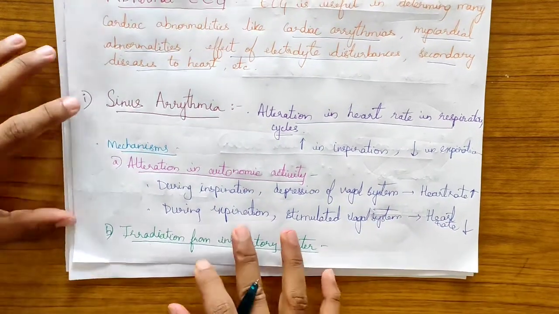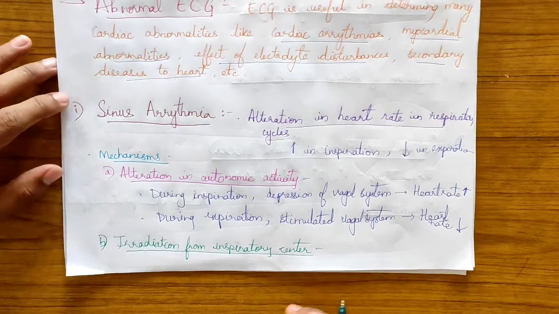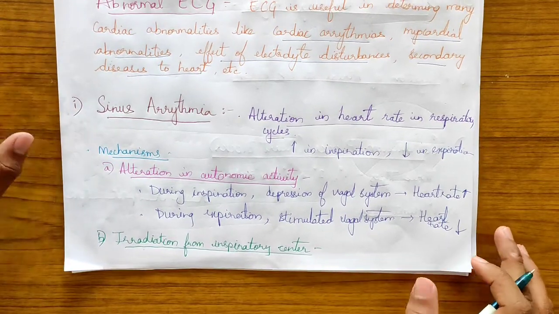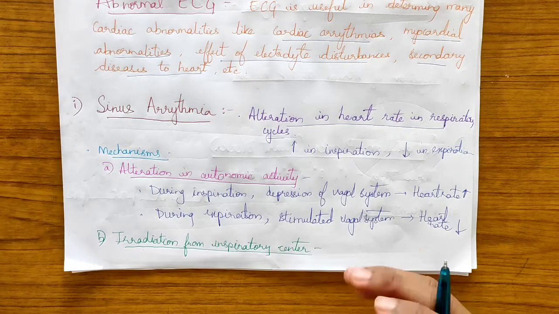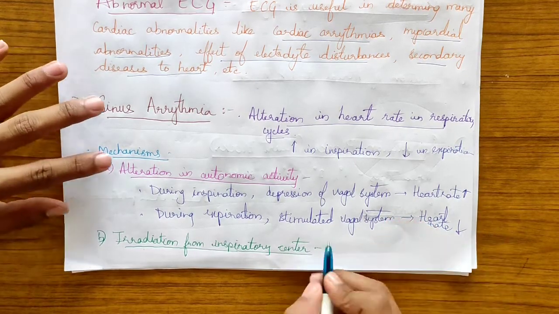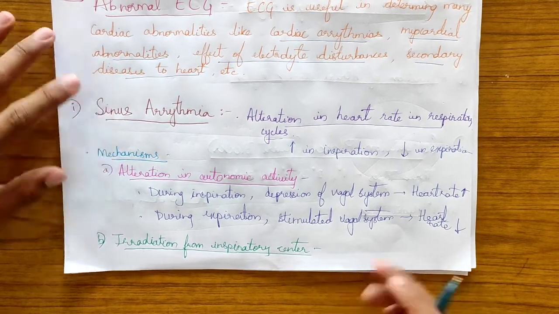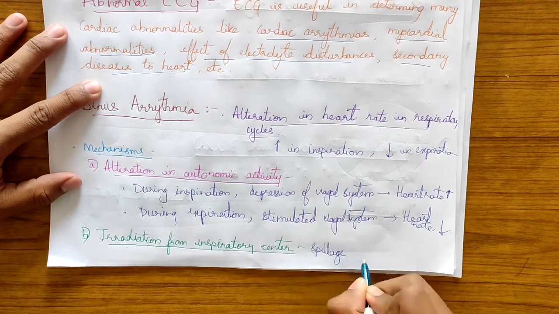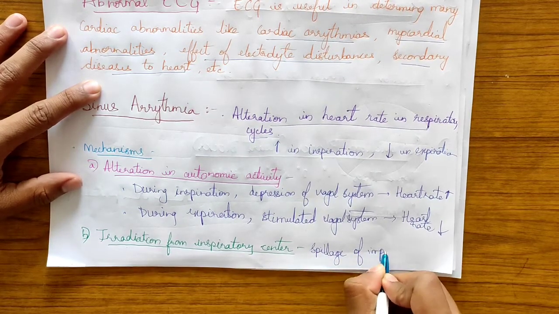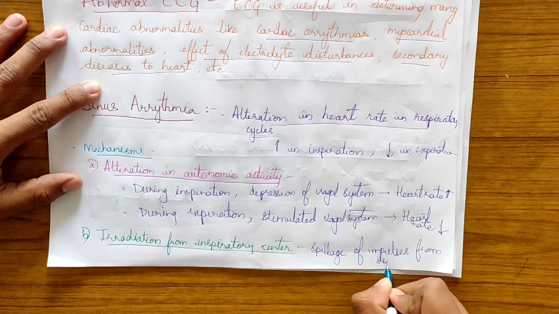The second mechanism is the irradiation from the inspiratory center. The inspiratory center, which is nothing but the respiratory center located in the brain, releases impulses which go to the cardiac center and stimulate the heart. It thereby increases the heart rate. It can also be spillage of impulses from the inspiratory center.